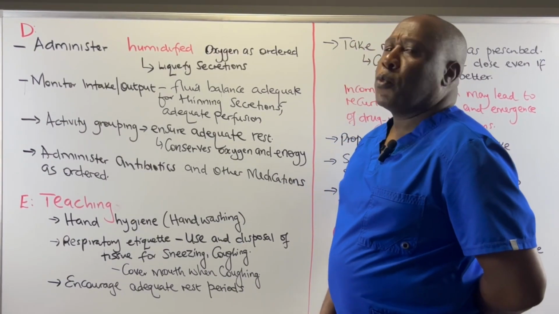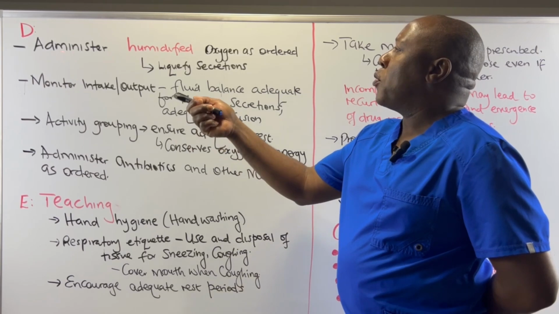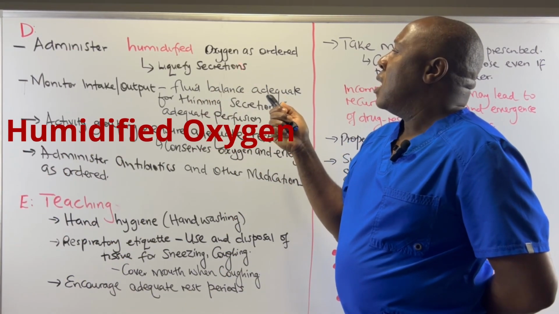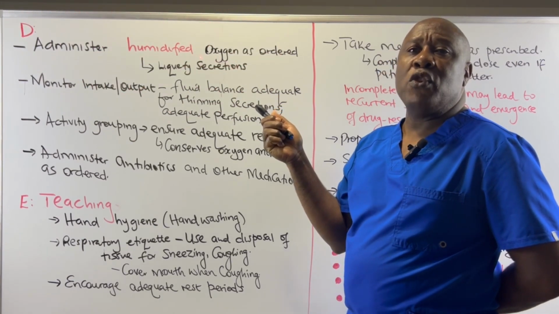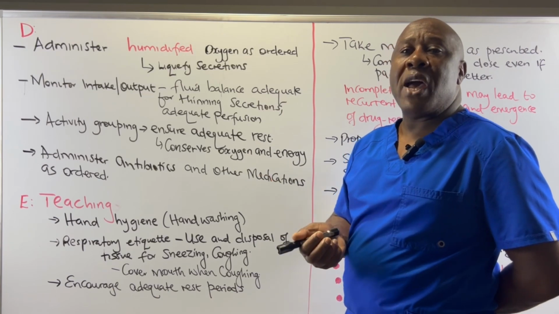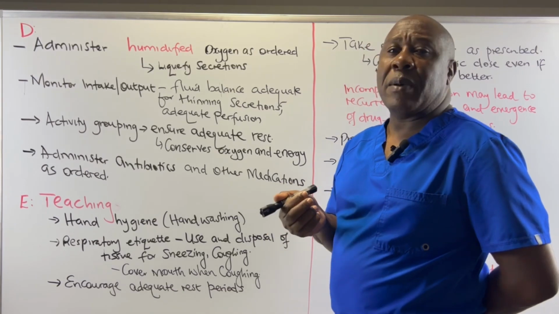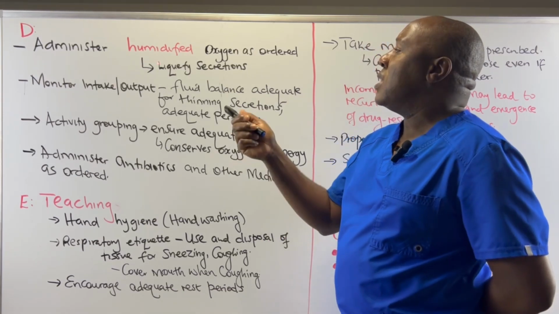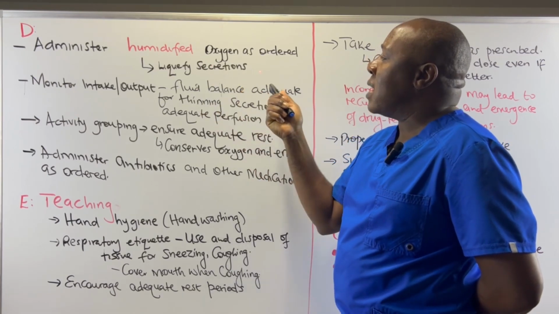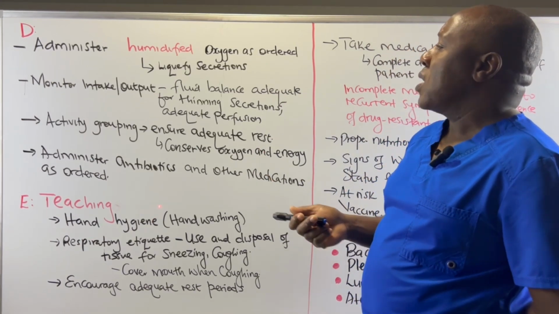Now, as you continue to provide interventions, as a nurse, you can also provide or administer humidified oxygen. Remember, one of the main features of pneumonia is that these patients are experiencing decreased oxygen saturation. So they are going to receive supplemental oxygen. Now, when you provide this supplemental oxygen as a nurse, ensure that that oxygen is humidified. And this one helps to liquefy the secretions for easy expectoration from the respiratory tract.